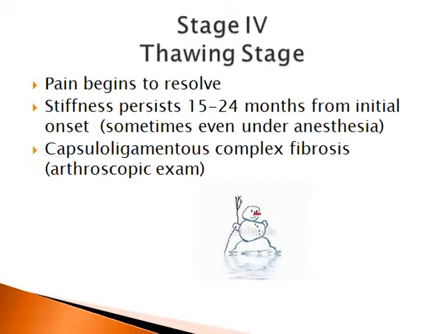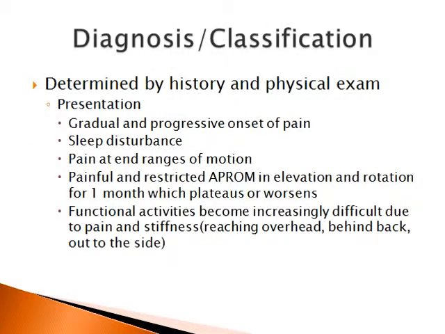Stage 4, the thawing stage, the pain begins to resolve. Stiffness persists 15 to 24 months from initial onset, sometimes even under anesthesia still. And the capsulo-ligamentous complex fibrosis is still seen under arthroscopic exam. Diagnosis or classification of these patients is largely determined by history and physical exam.